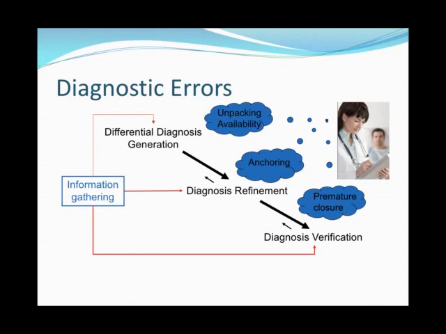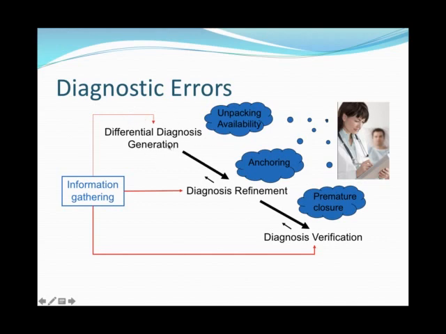So when we look at this original diagram, we're generating our original differential diagnosis, but if we haven't gotten all the information, or if we focus our history too narrowly because of a certain case that we've seen recently or something along those lines, we're not even going to generate the correct differential. We're not going to generate a broad differential.